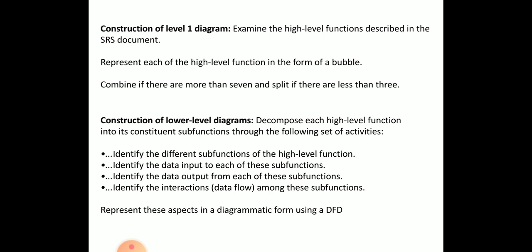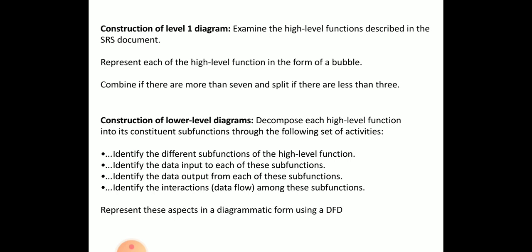So the level 1 diagram of the DFD can range from 3 to 7 bubbles. First we identify the high level functions in the SRS document, and if there are 3 to 7 high level requirements specified, each function can be represented by a bubble on the DFD. But if there are more than 7 functions in the SRS document, some of the related functions should be combined, or if there are fewer than 3, some of these have to be split into sub processes, so that the level 1 DFD has from 3 to 7 bubbles. At most 7 bubbles are possible in the level 1 diagram.